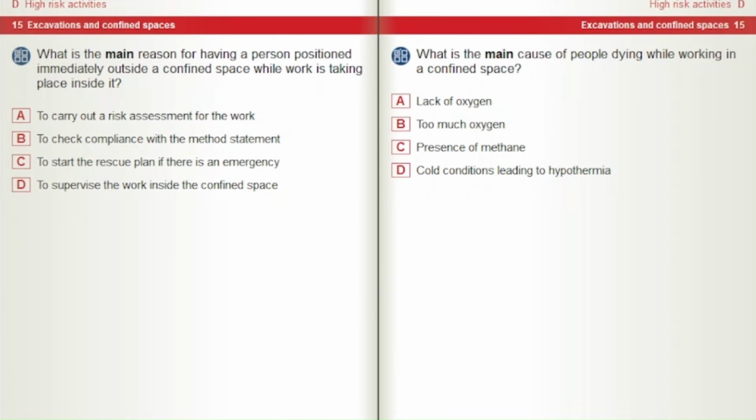What is the main cause of people dying while working in a confined space? Lack of oxygen. Too much oxygen. Presence of methane. Cold conditions leading to hypothermia.